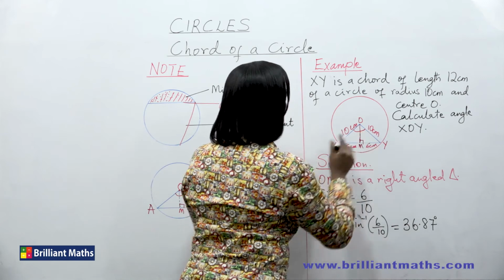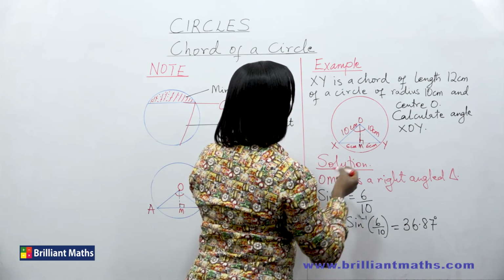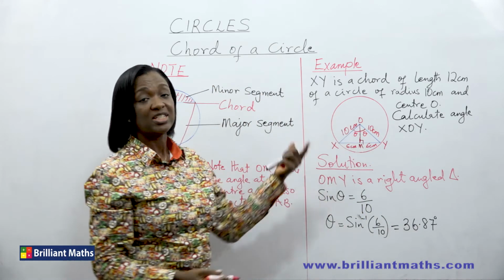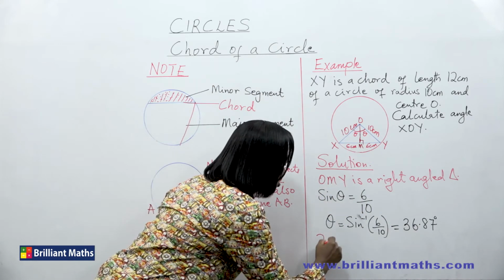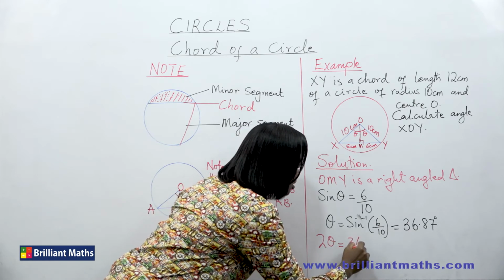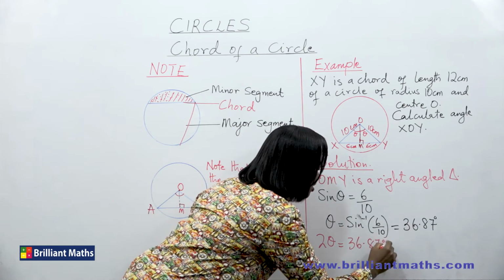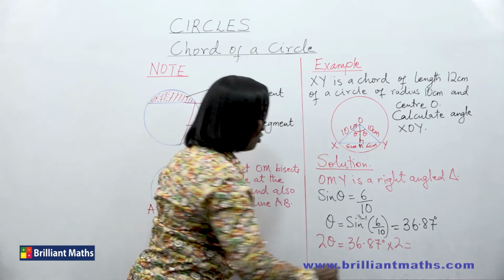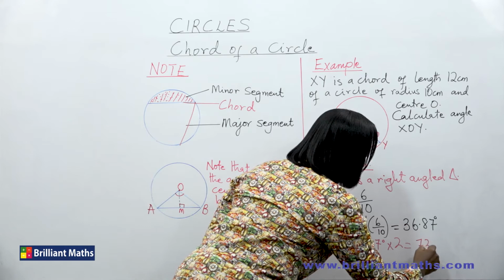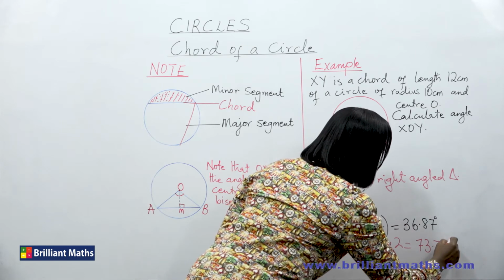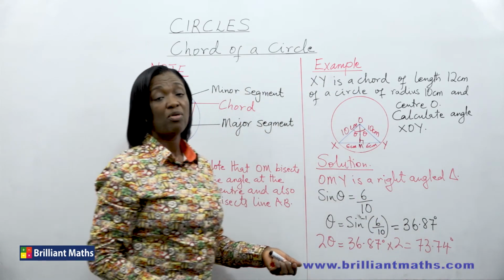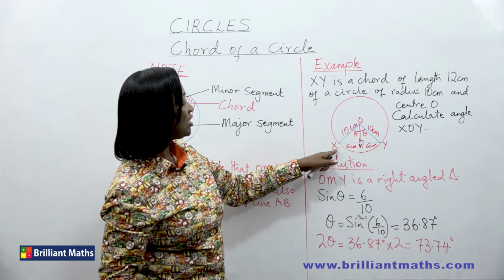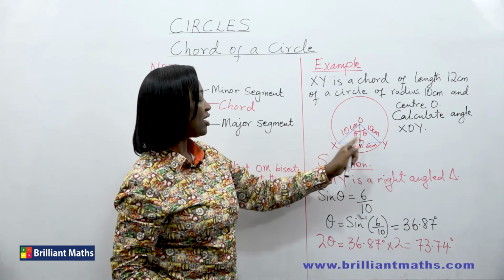So if we call this angle theta, we have theta and theta, so that the angle at the center is actually 2 theta. So 2 theta is equal to 36.87 degrees times 2, which will give us 73.74 degrees. Approximately 73.7. So we have been able to calculate angle XOY. That's our 2 theta.